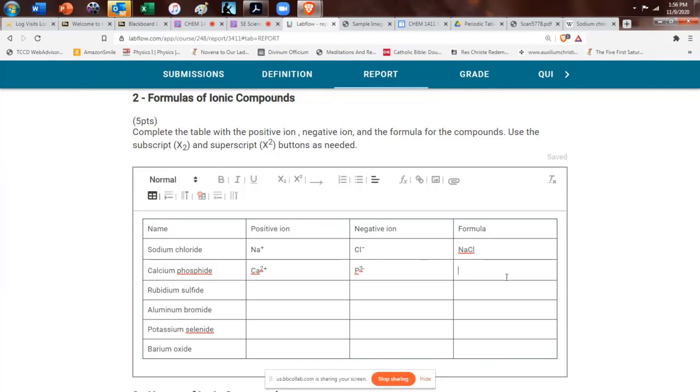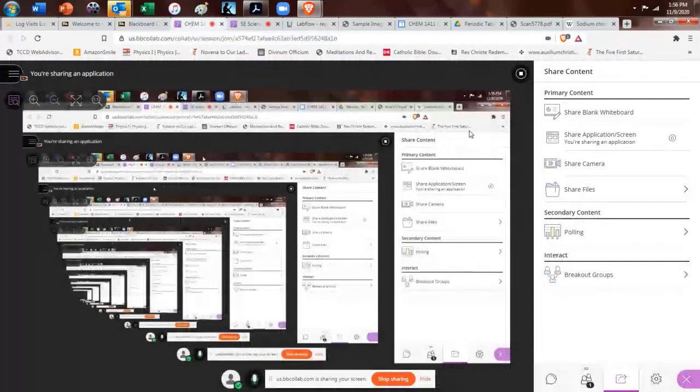So here's the deal. If I want to find the formula for this, I have to balance the charges. There are 2 ways to do this. One is to use the lowest common multiple method. The other is the crisscross method. I'm going to show you both real quick. I have calcium with a 2+ charge, and I have phosphorus with a 3- charge.